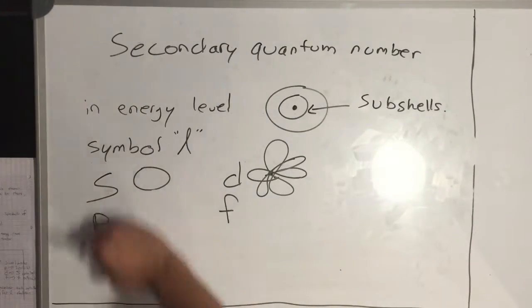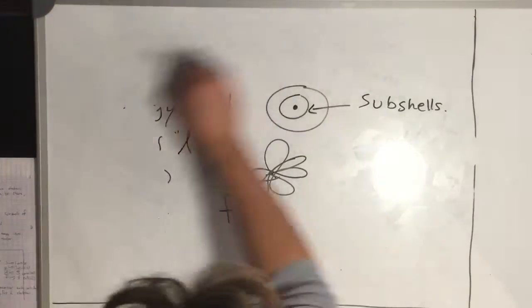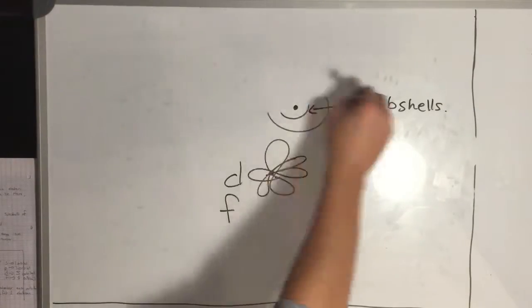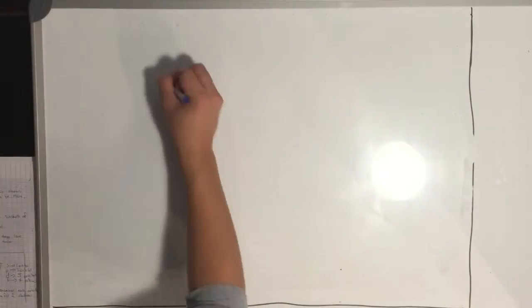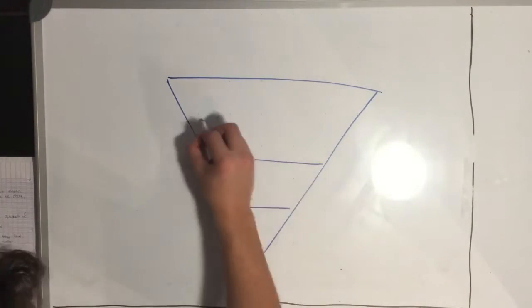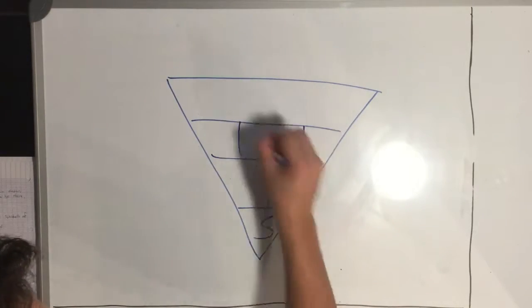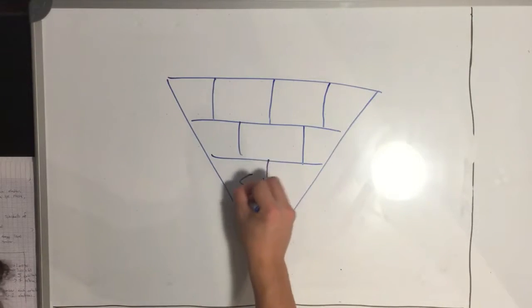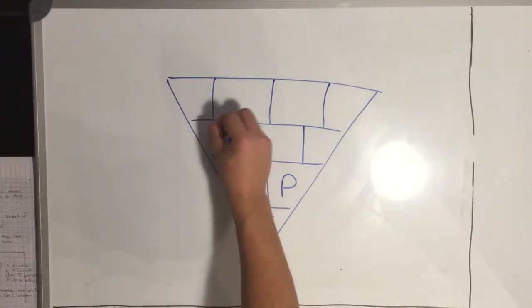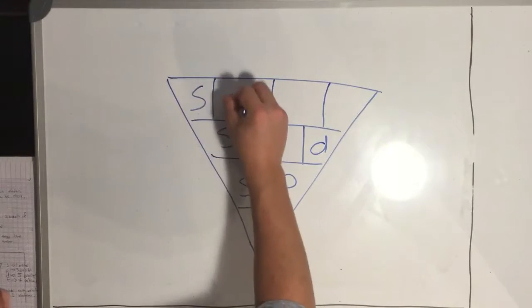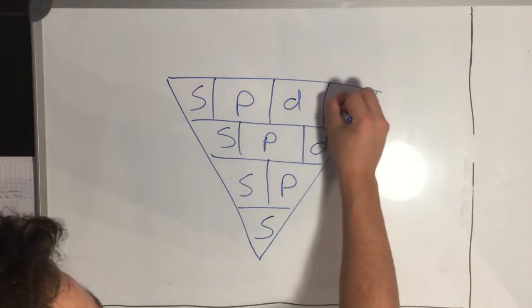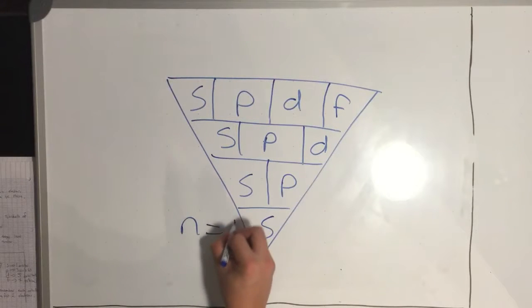Oh, and I'm sorry, I drew that wrong. And finally, the F orbital is too complicated to draw. Now, imagine we cut the atom like a pie. We take a piece of the pie and we get a triangle with each of the different energy levels. The first energy level, the tip of the pie, only has an S subshell. Then the second energy level has an S and a P subshell. Then the third energy level has S, P, D, and lastly the fourth has S, P, D, and F.